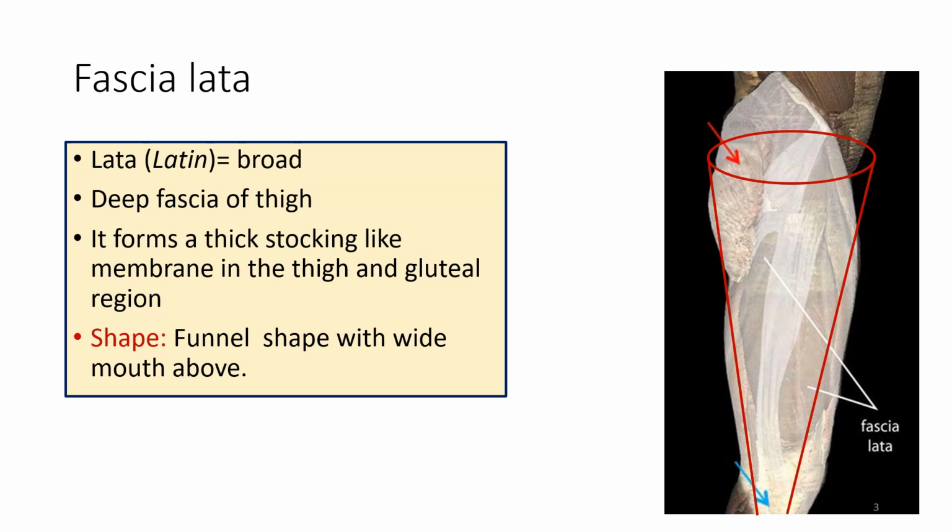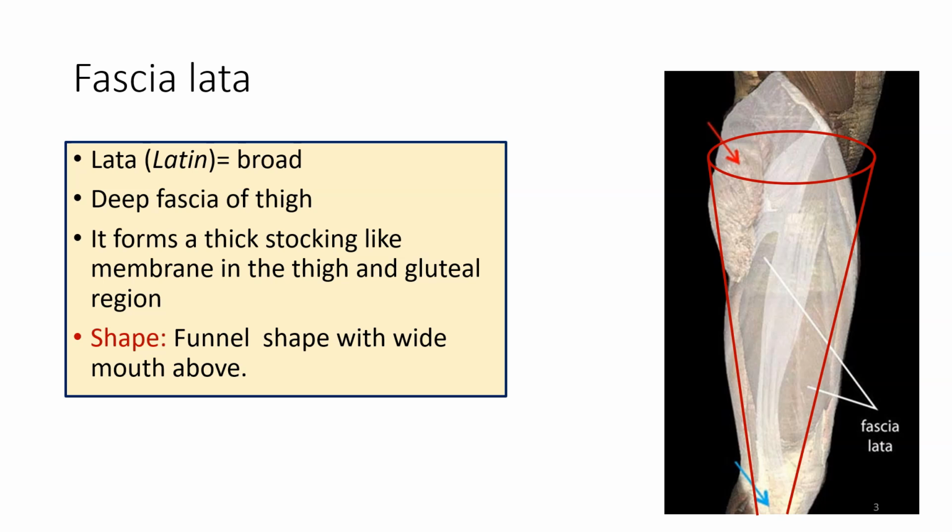The word lata is derived from Latin, which means broad. So the fascia lata is the deep fascia of the thigh, and it is a broad fascia, and it forms a thick stocking-like membrane in the thigh and gluteal region, and its shape is like a funnel with the wide mouth above.